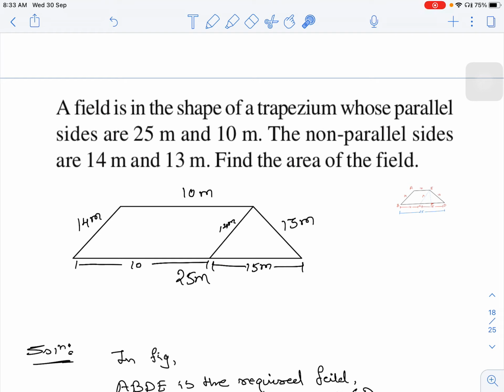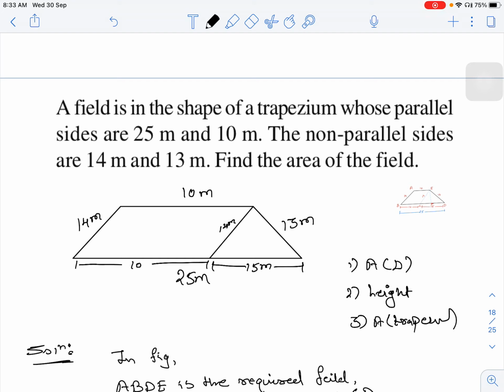Now we will find the area of this triangle first, because we have three sides. Once we get the area of this triangle, we can easily get its height, and after getting that height, we can find the area of the trapezium. So what are our three steps? First, we are going to find the area of the triangle. Second, from that triangle, we are going to find the height. Next, we are going to find the area of the trapezium. So in these three steps we are going to solve this example.